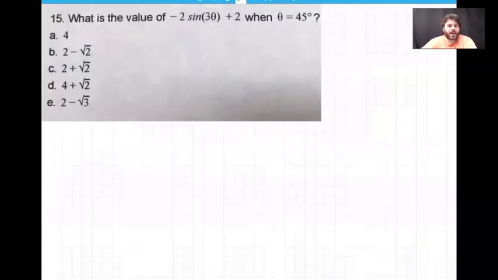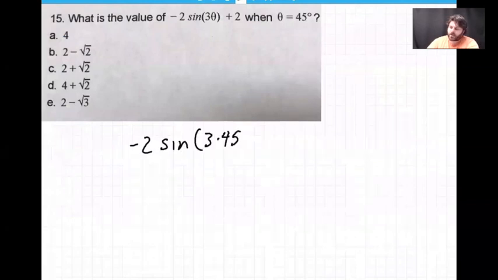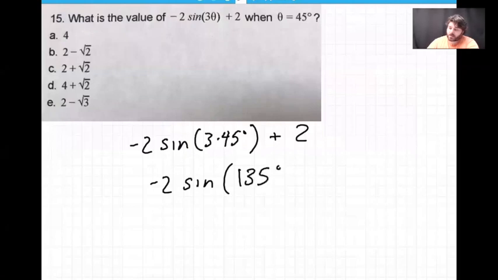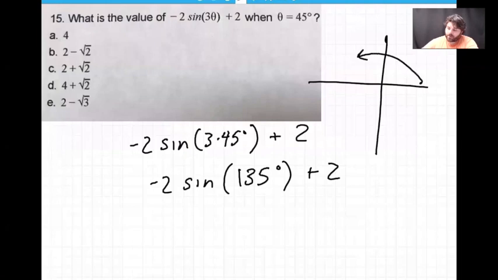All right, what is the value of -2 sine of 3 theta plus 2 when theta equals 45 degrees? We're evaluating here. They give us an expression and tell you the value of the variable, and we're supposed to plug that in. So we need to find -2 sine of 3 times 45 degrees plus 2. 3 times 45 is 135 degrees. If we're really good with our trig, we know that 135 degrees gets us to here. The sine is root 2 over 2.